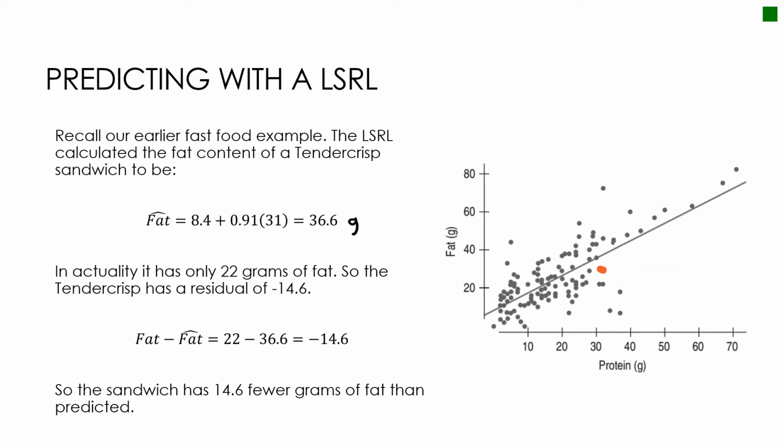Now keep in mind then that I have a negative residual because the actual value is below the predicted value. And to find the value of that residual, I would take my observed value, so the actual value of 22, and subtract my predicted value, which is what I found up here, and that gives me my negative residual of negative 14.6. What does that tell me? That tells me that the Tender Crisp sandwich has about 14.6 fewer grams of fat than my model predicts.